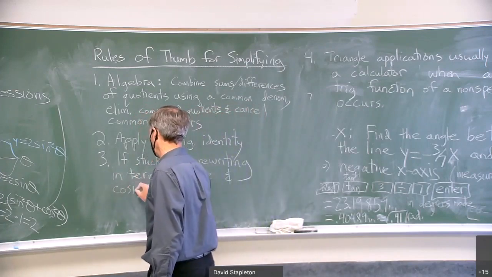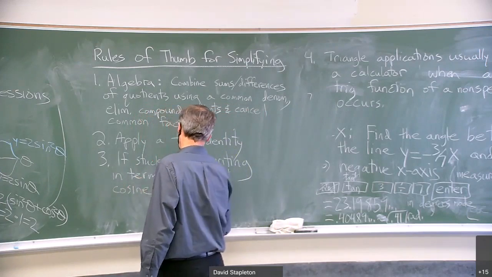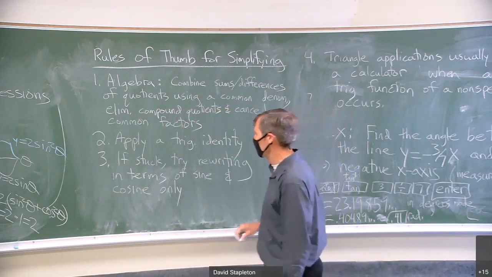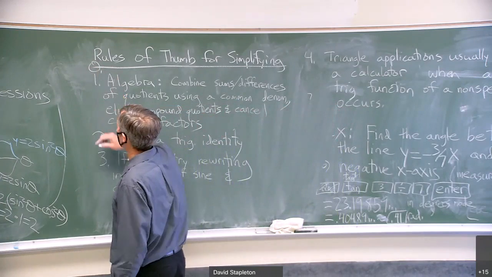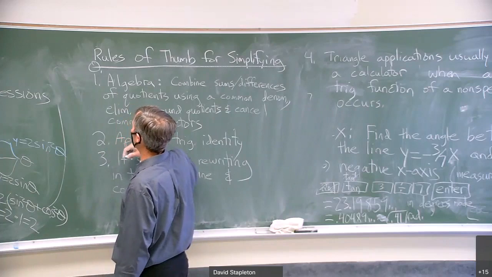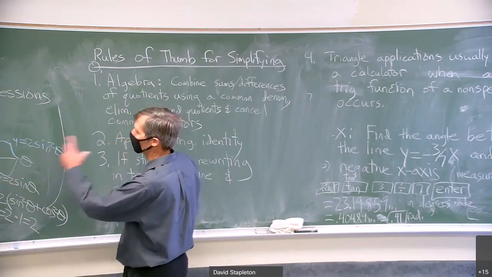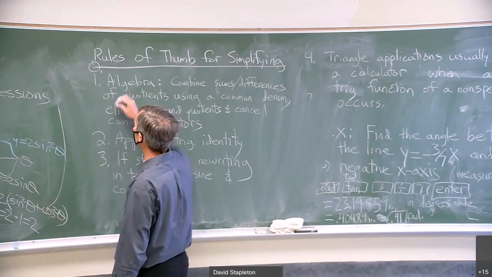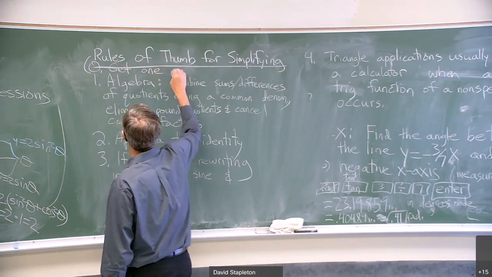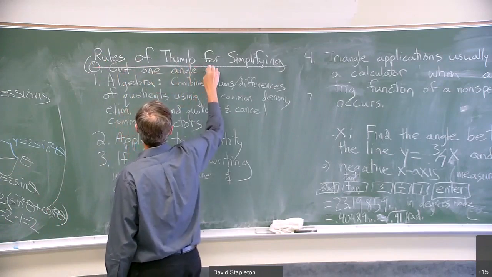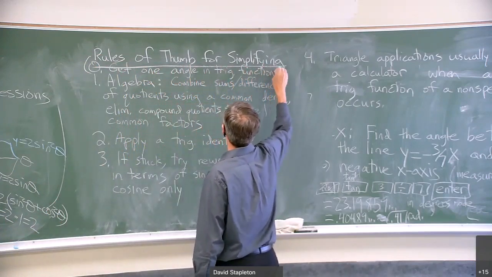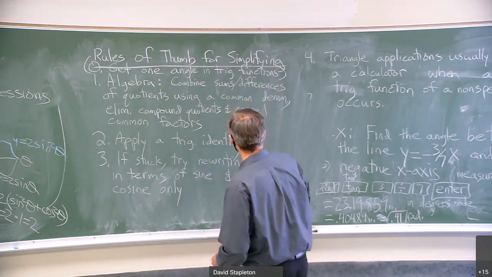Okay, and then I'm going to add one more of these, but I'll put it at the top. We don't really need it so much yet. But in the next section, when we start introducing new identities, besides the ones we have, we're going to have some that have multiple angles. We have 2 theta here and 4 theta there and 1 theta here, and you want to combine them to get one angle. So we'll tacitly assume in here before we start that we get one angle in all the trig functions. Don't have sine of theta in one place and sine of 3 theta in another, for instance.